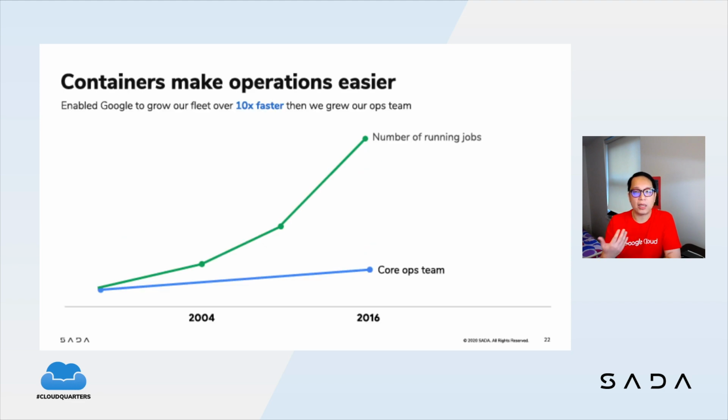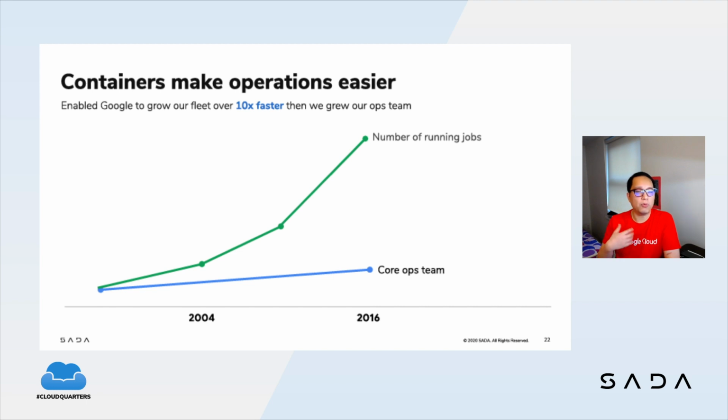Containers actually make operations easier, and you can see that as time goes by, most of the core operation teams are delivering almost linear work performance or throughput. But when you're running containers, it gives about 10 times faster growth as we grow the operation team, because we can run containers faster and manage them more quickly.